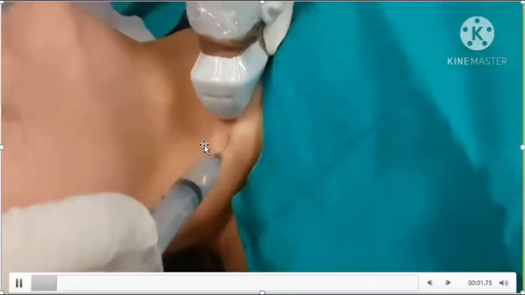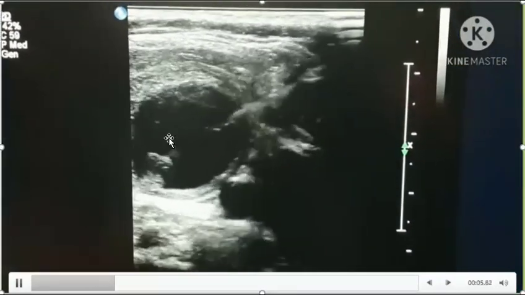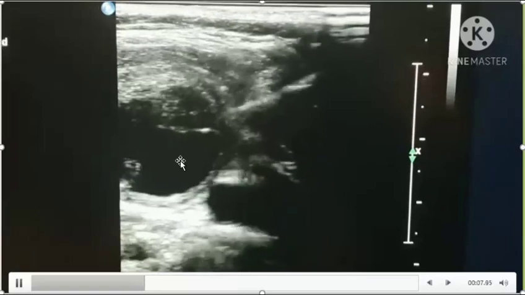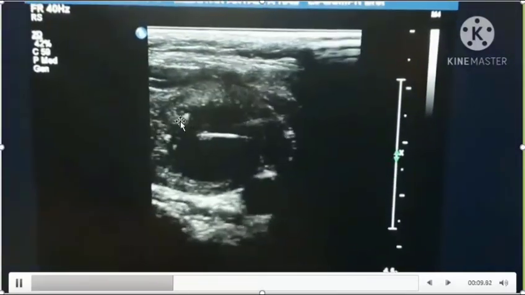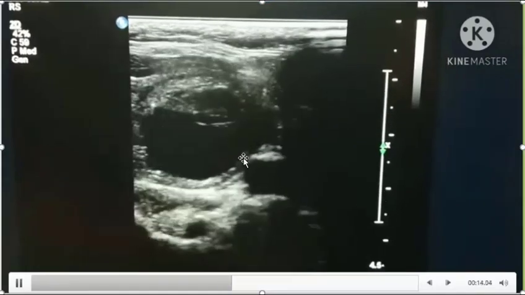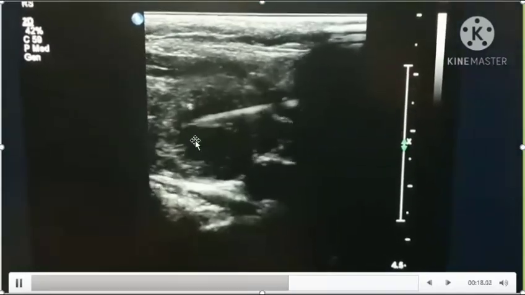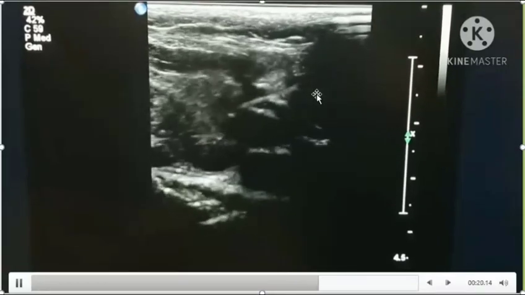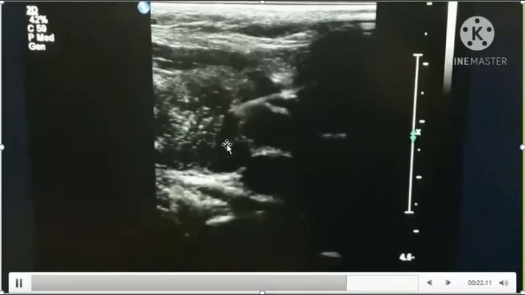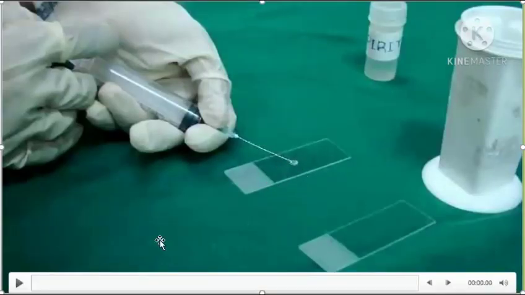Here a needle is inserted into the mass, as you can see here on the ultrasound. The needle is inserted multiple times in different borders of the lesion to take multiple samples for histopathological sections. Here, the insertion of the needle. You can see, and here the specimen is transferred onto slides.